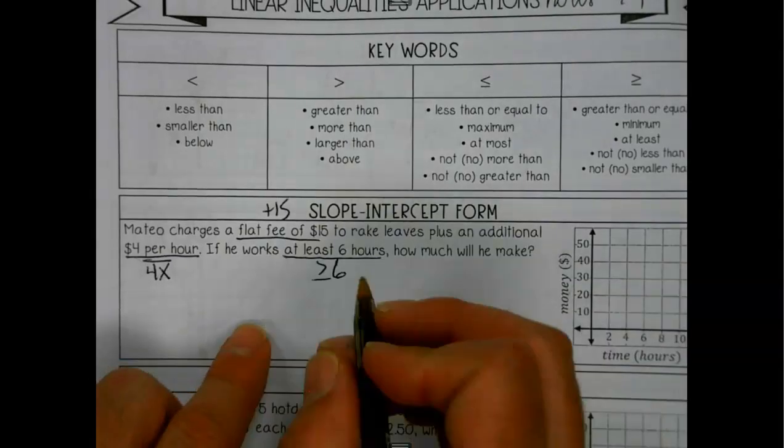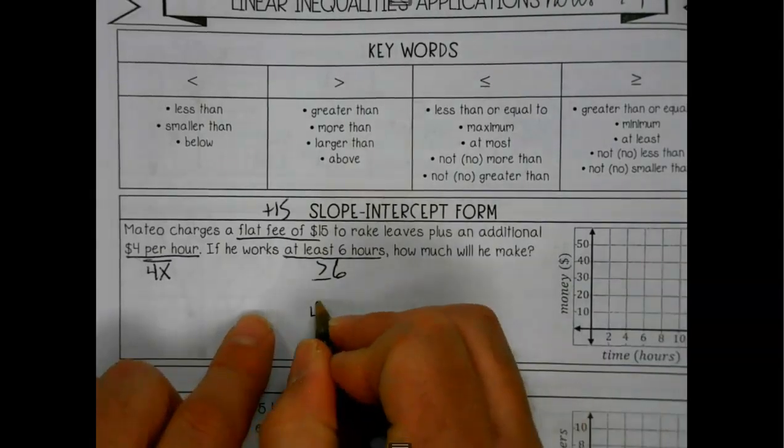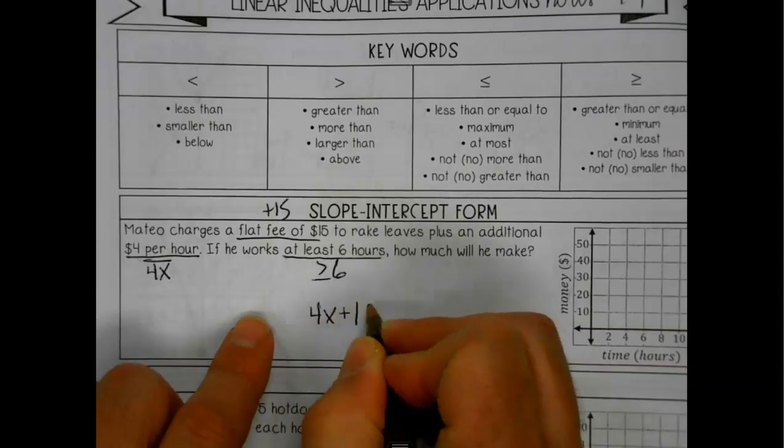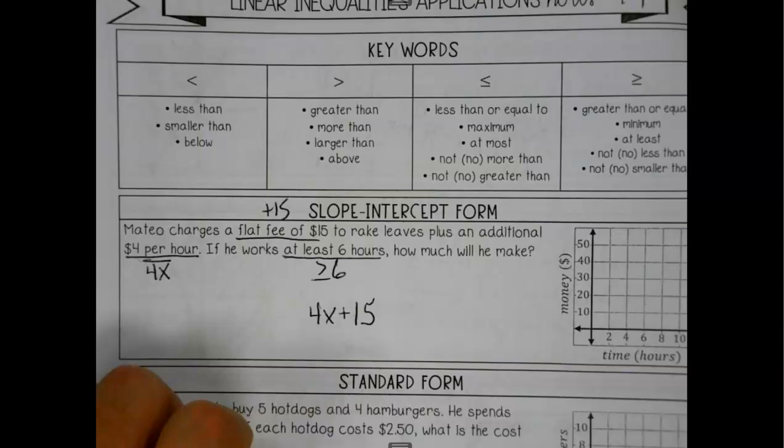Okay, so let's see here. So 4 times per hour plus 15.